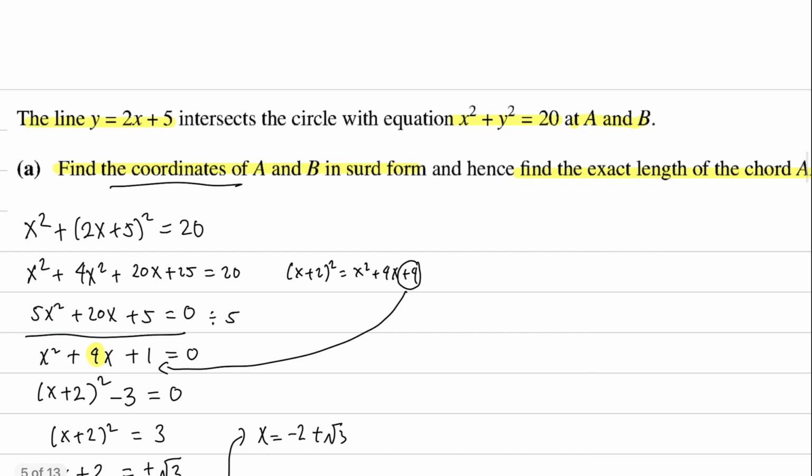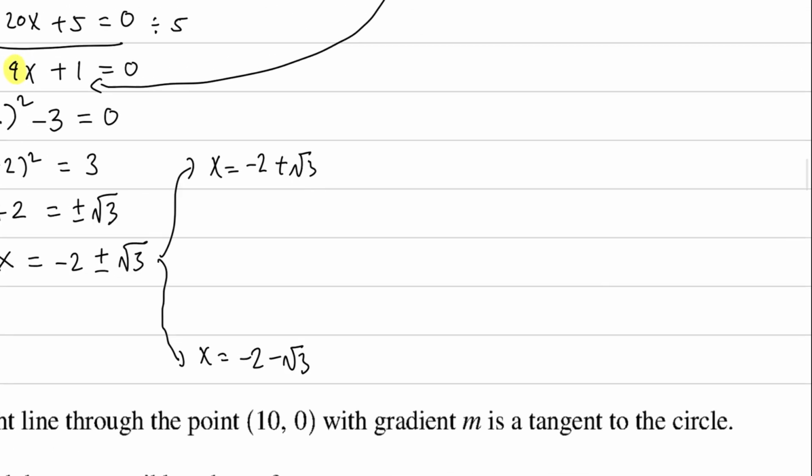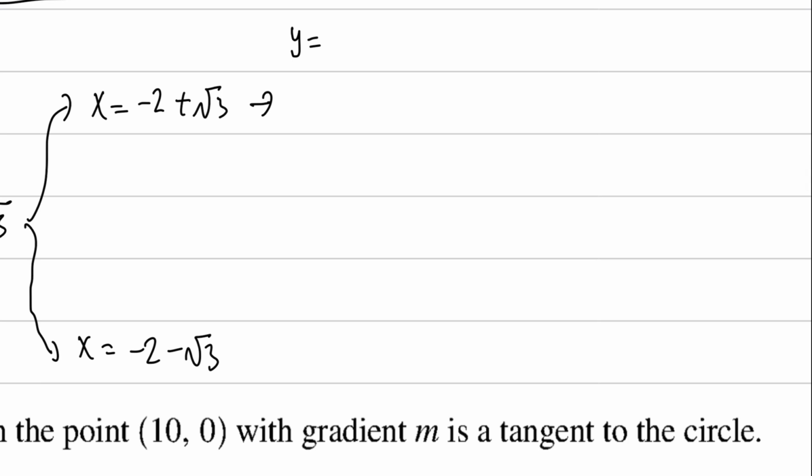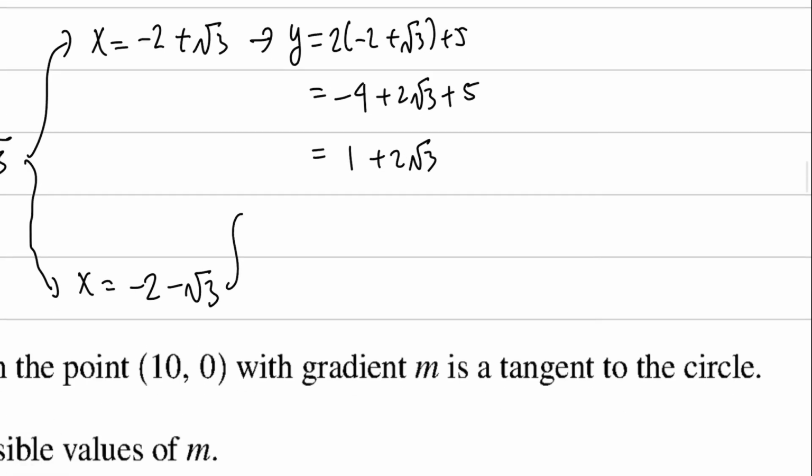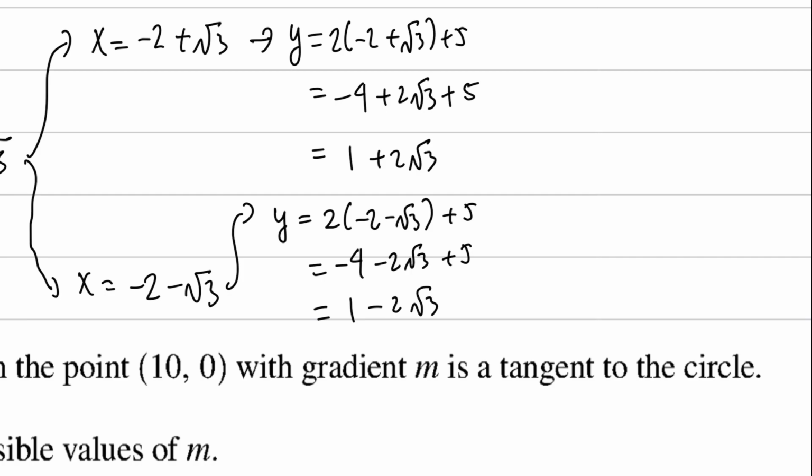Just substitute into the easiest one, which is the line. So substitute y is 2x plus 5. So we substitute x: y equals 2 times (-2 plus square root of 3) plus 5. So our y will be -4 plus 2 square root of 3 plus 5, or 1 plus 2 square root of 3. We also substitute this one. We get 2 times (-2 minus square root of 3) plus 5. And then you will get -4 minus 2 square root of 3 plus 5. And then you get 1 minus 2 square root of 3.